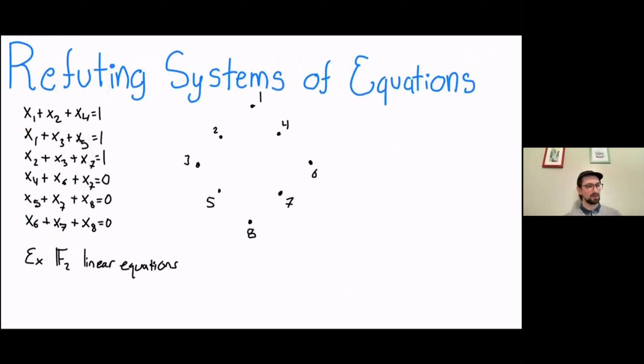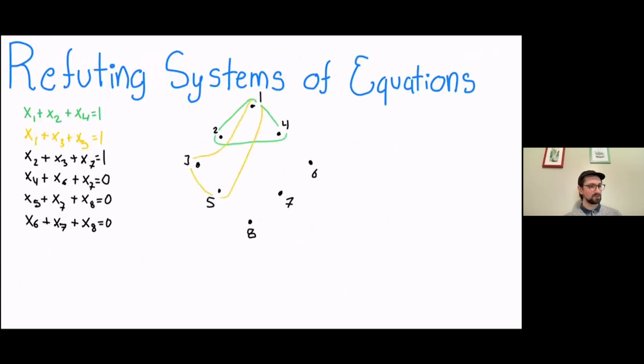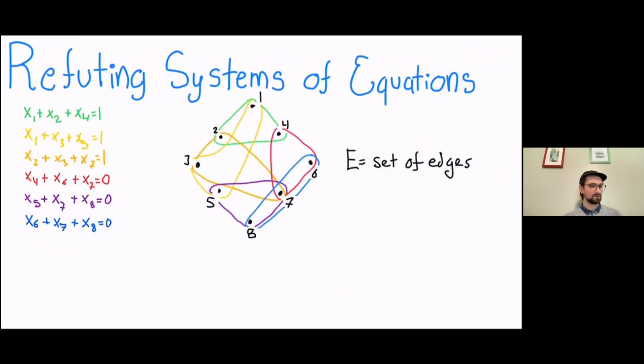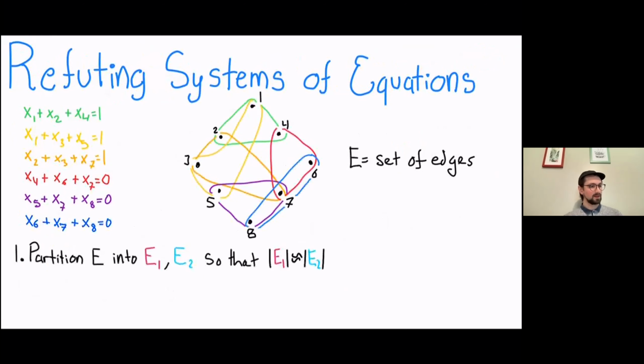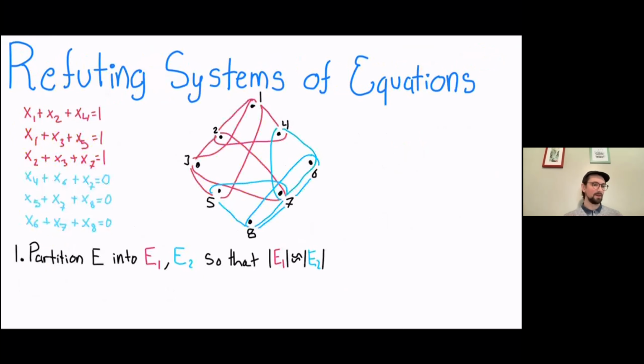So here's a system of linear equations, and we're going to assume they're all over F2. So we can view them as hyperedges in a graph, it's just a nice picture. And I'm going to let E be the set of all these edges. So it's going to be a divide and conquer algorithm. We're going to first partition E into 2 sets, E1 and E2, which have approximately the same size.